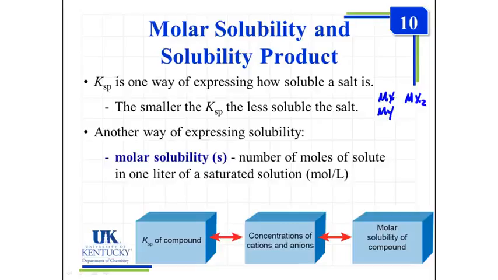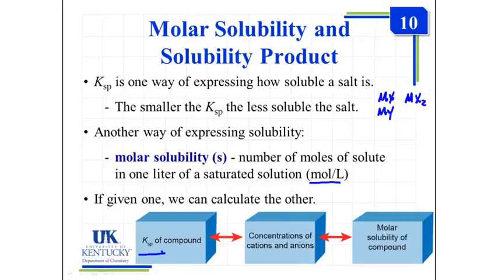It's abbreviated with a lowercase s, and it's the number of moles of solute in 1 liter of saturated solution. It's in units of moles per liter, in other words. It's molarity, and it's basically the molarity of the amount of the salt that dissolved. So if you're given one of these two, either the KSP or the molar solubility, you can calculate the other by way of determining the concentration of the ions in solution.